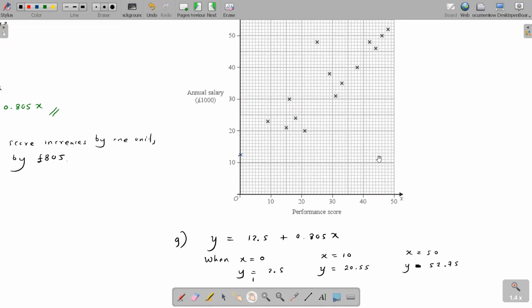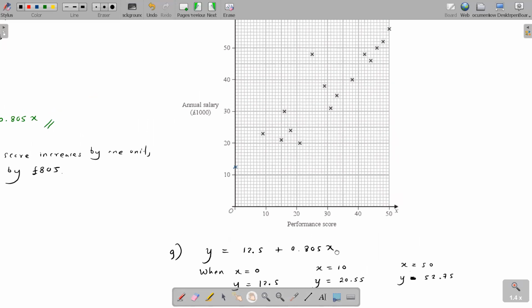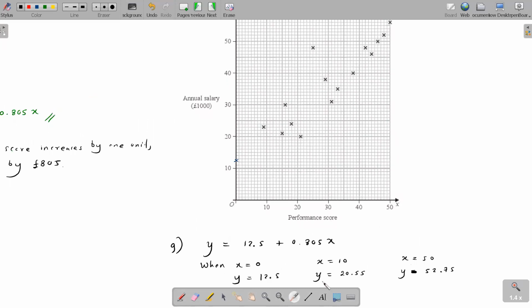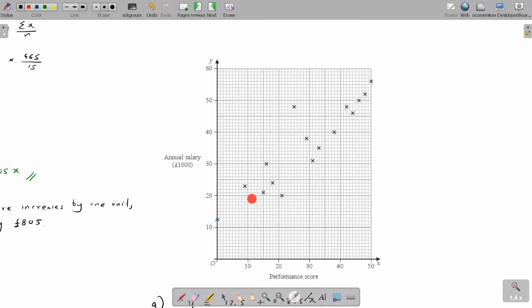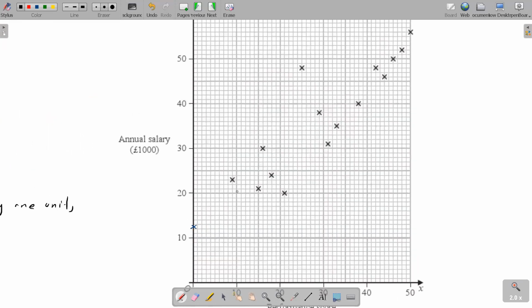The 12.5 is solidly there. 20.55 is going to be a challenge to mark, right? When x is 10, 20.55 is going to be in the middle of 20 and 21. It's a little bit difficult to mark, so anyway, something like this. Two points are enough, because all the other points should come on top of this.